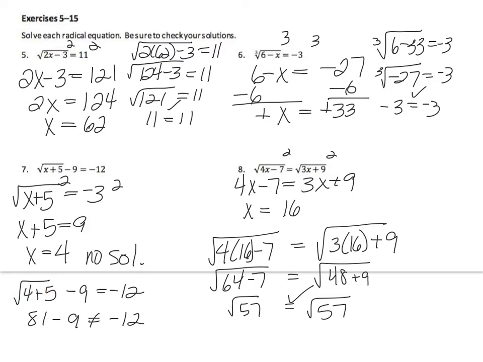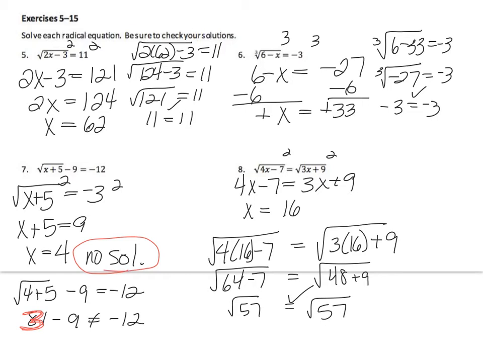Oops, there's a mistake of mine. 4 plus 5 equals 9. Square root of 9 is 3. 3 minus 9 is not -12, so luckily I still got the same answer. 4 doesn't work, so there's no solution.